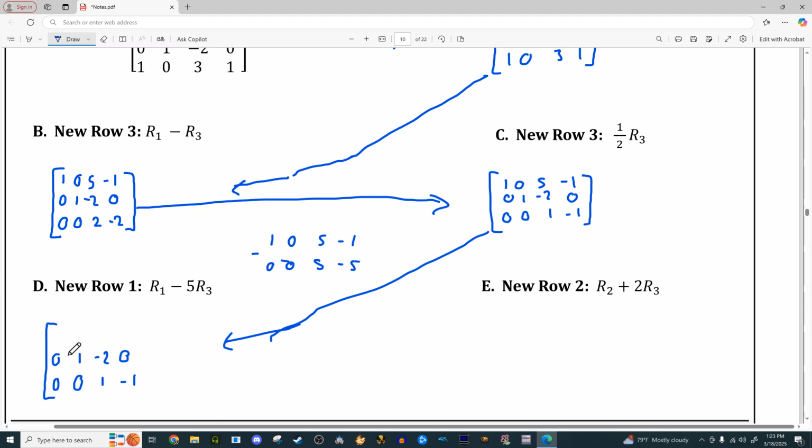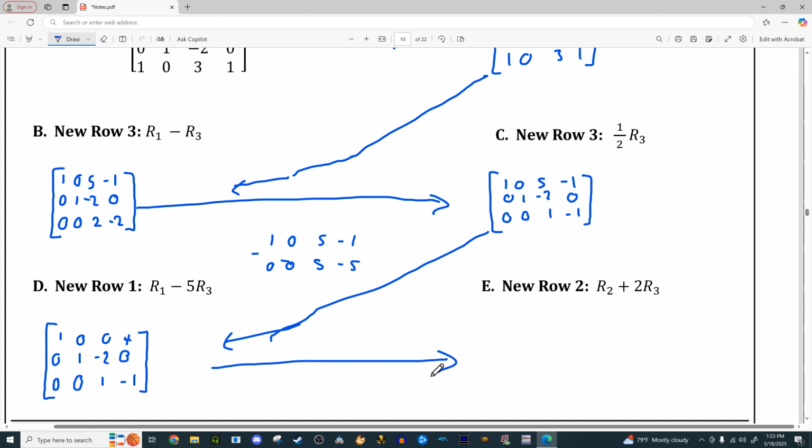1 minus 0 is 1. 0 minus 0 is 0. 5 minus 5 is 0. Negative 1 minus negative 5, watching for the double negative there, is positive 4.